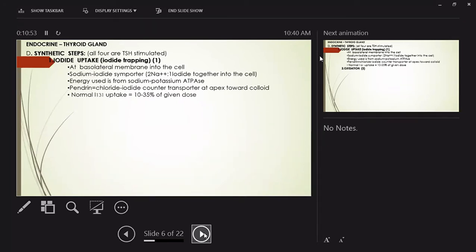The normal I-131 uptake. This is a test to determine if the uptake of iodine is normal or if it is too low or too high. Okay, so we use iodine 131 to determine the uptake of iodine in the thyroid gland.